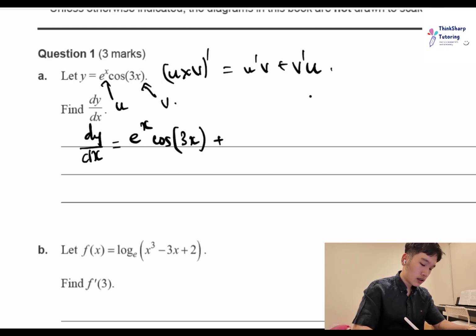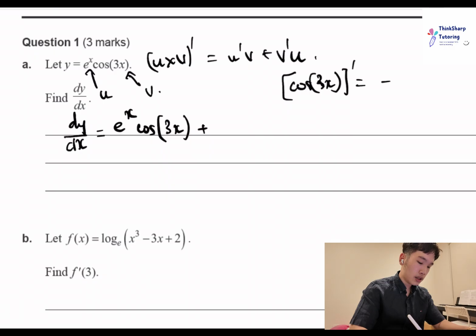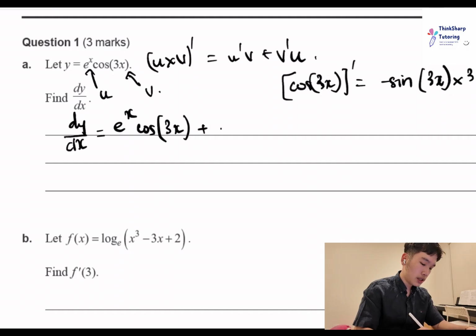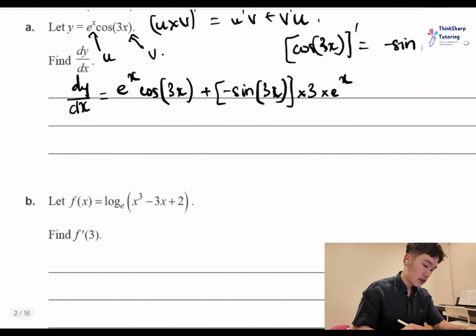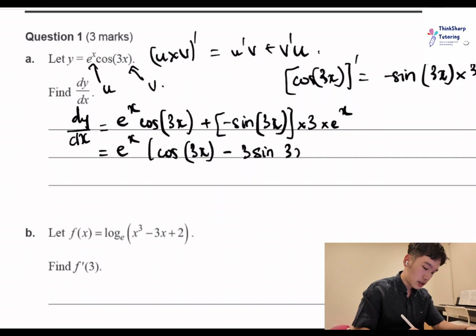So in this one, all you need to know is, when you diff cos of something, it has to be a negative sign, but then you have the 3x, you have to times it by the diff of 3x. So the diff of 3x would be 3. So times by 3. So that will be negative sine 3x times 3, and then times by e to the power of x. So if we simplify this, it would be e to the power of x times (cos 3x minus 3 sine 3x).